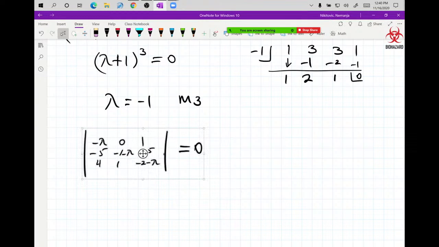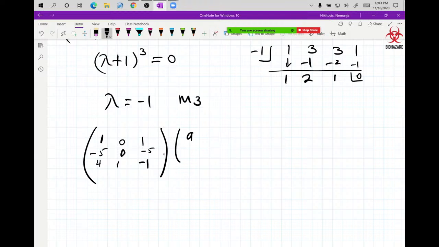So since lambda is -1, I know that I don't need this 0 anymore, right? And I know that I am going to use this. When lambda is -1, this becomes +1. -1, this becomes 0, right? And -1, this becomes -1. A, B, C equal to 0, 0, 0. All right, come on, tablet, you can do it.